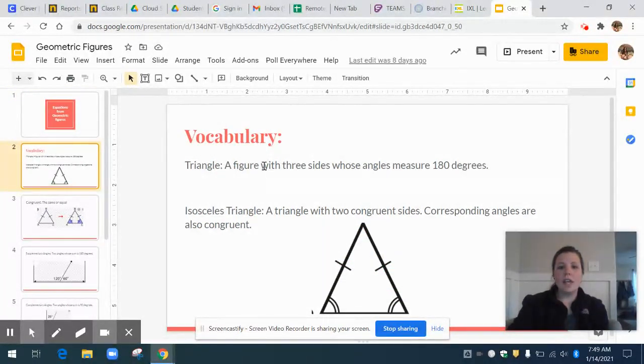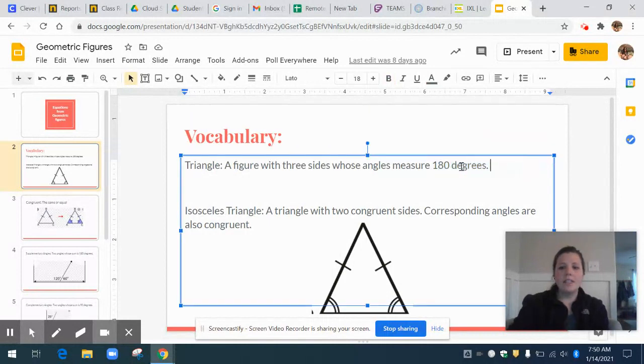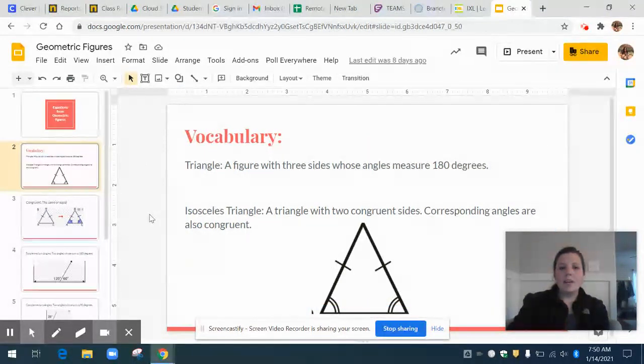So a triangle has three sides and the angles measure 180 degrees. So it's a total of 180 degrees. This is important right here, that the total angles in a triangle are 180. So you could say that this angle here might be like 60, 60, and 60. If I add all those up, I get 180. Okay. The other important vocabulary word is isosceles triangle.